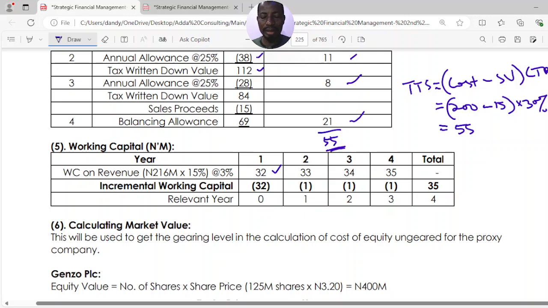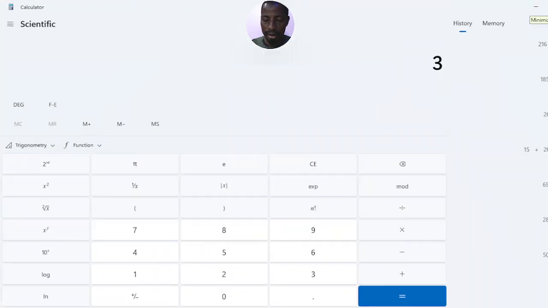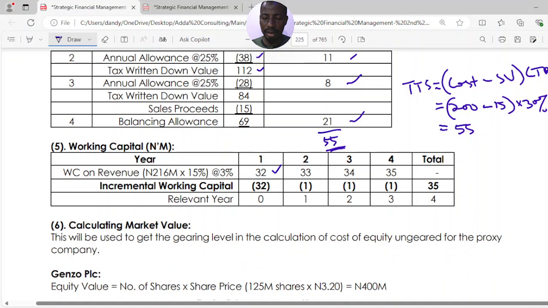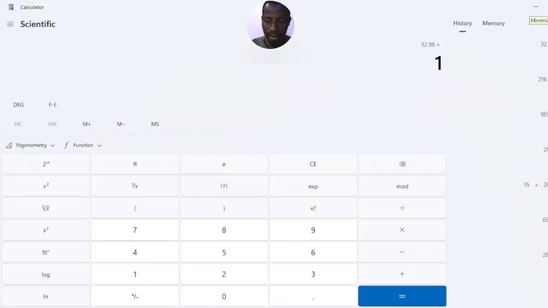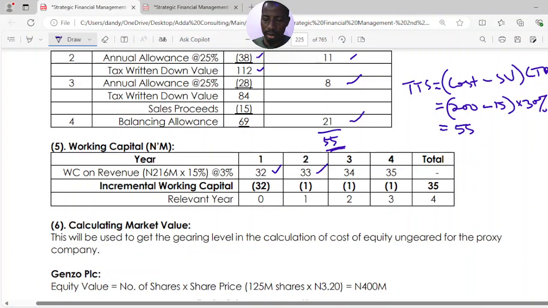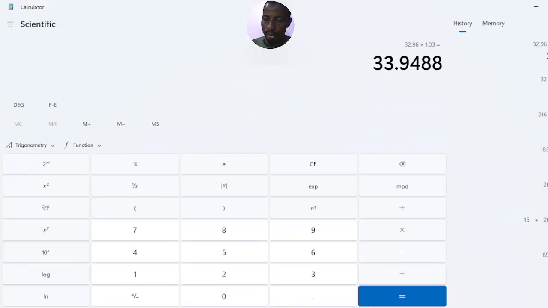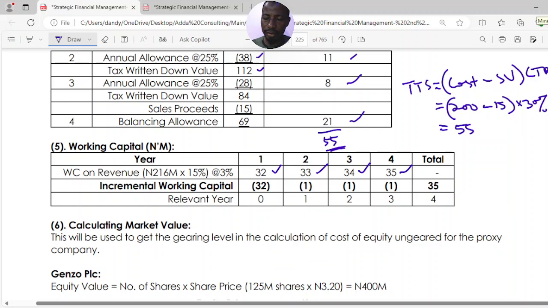Therefore, we're now told that subsequently for the next 3 years, it will grow by 3%. Therefore, 32 multiplied by 1.03 equal, that's 33. Okay, that's how you arrive at this 33. Then you multiply by 1.03 equal, that's 34. That's the 34 you have here. Then again, multiply by 1.03 equal, that's 35. That's how we arrive at this one number there.